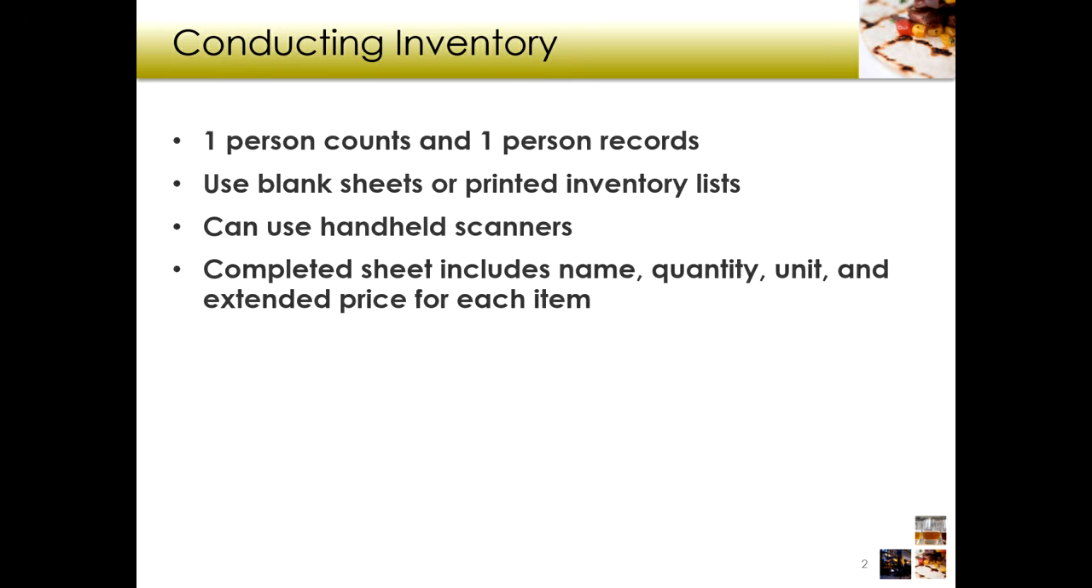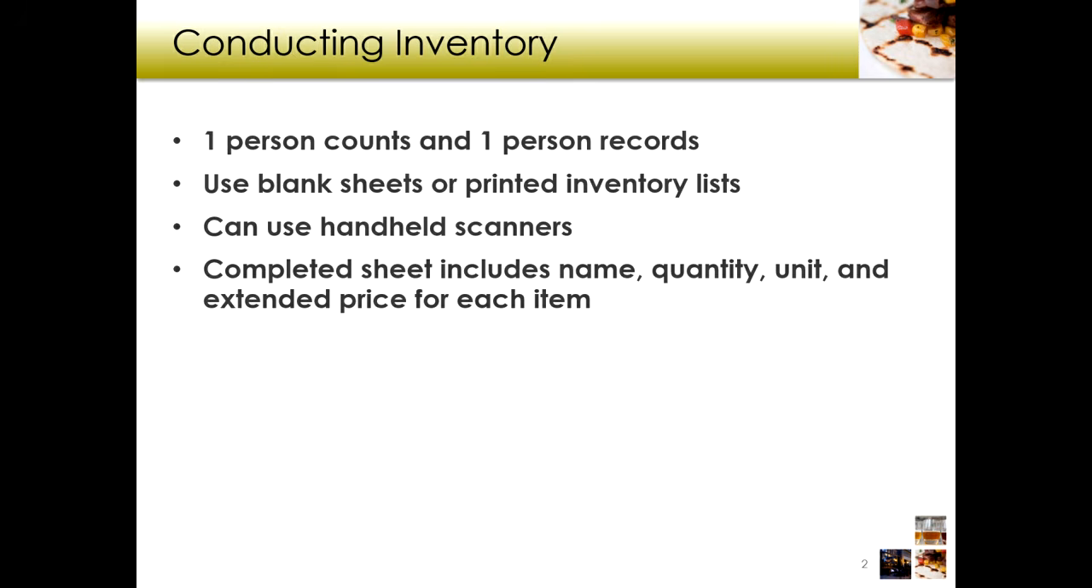Completed sheets include name, quantity, unit, and extended price for each item. Nowadays some places are doing this electronically with a tablet or a laptop, but whatever sheet, whether it's paper or electronic, should have all of these items on here. It should have what the product is, how much we had, what the unit size is, and what the price is, right? And then the extended value for all of those units.